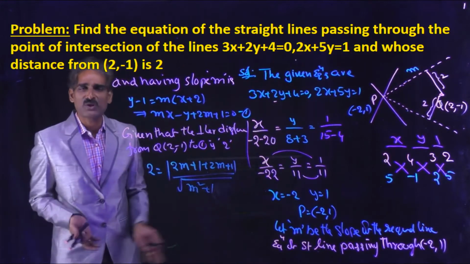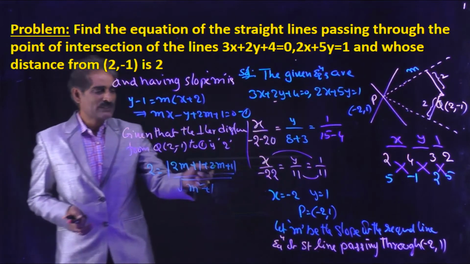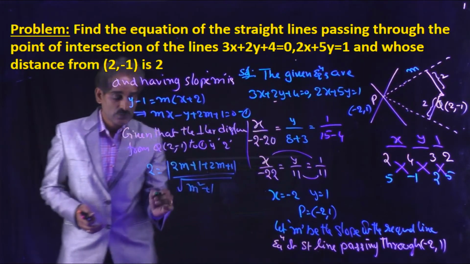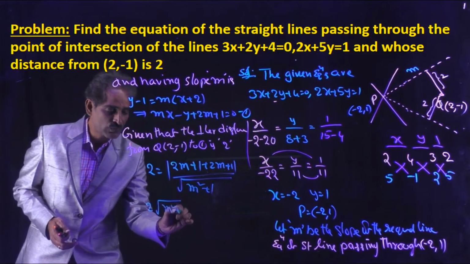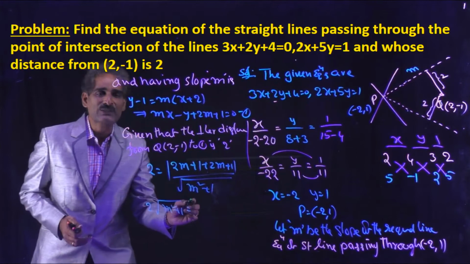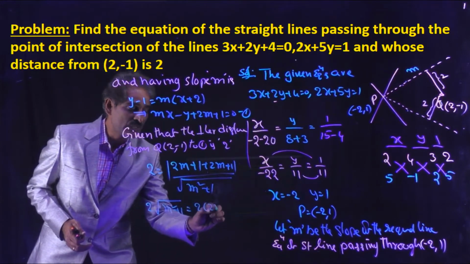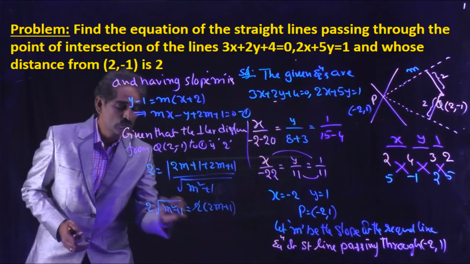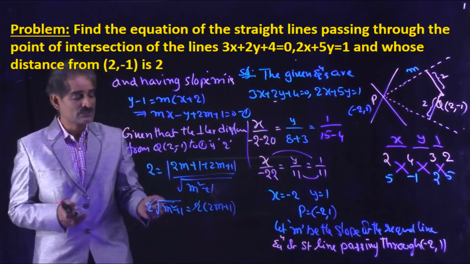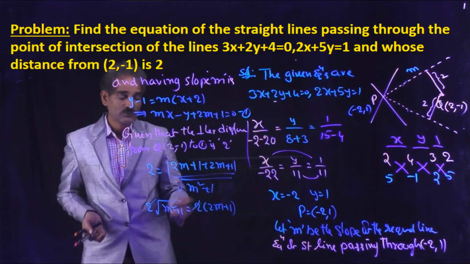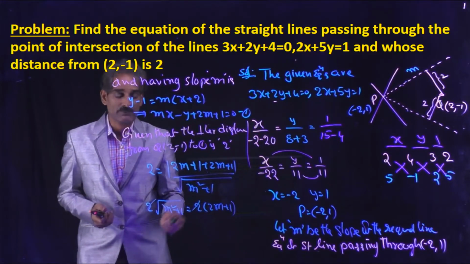Now from this we have to find out the m value. 2m plus 2m, 4m plus 2. So 2 into root of m square plus 1 is equal to 4m plus 2. That means 2 into 2m plus 1. 2 will get cancelled. Just squaring on both sides, we will get a relation in terms of m, a second degree equation. From that we will get 2 values for m.